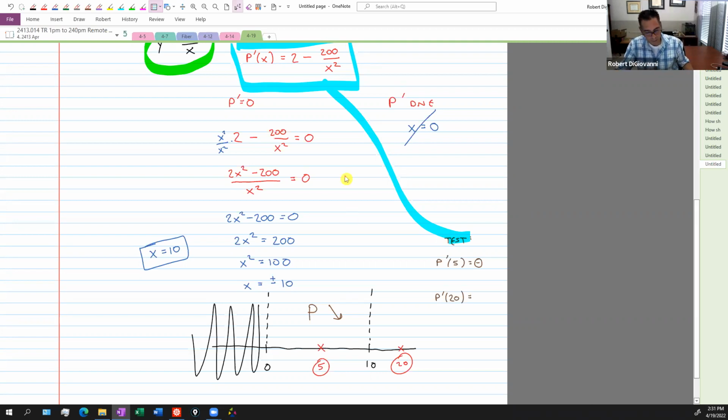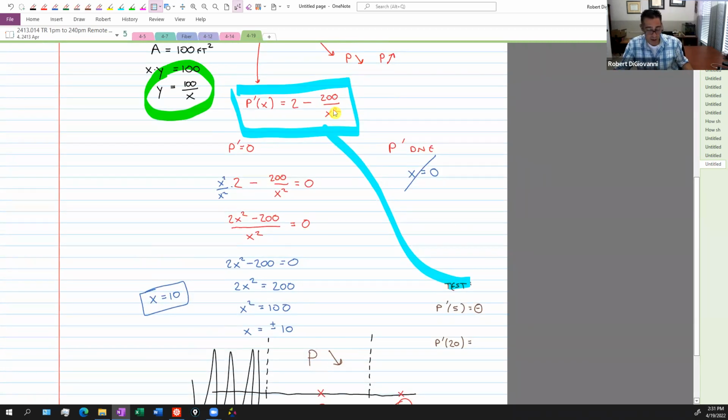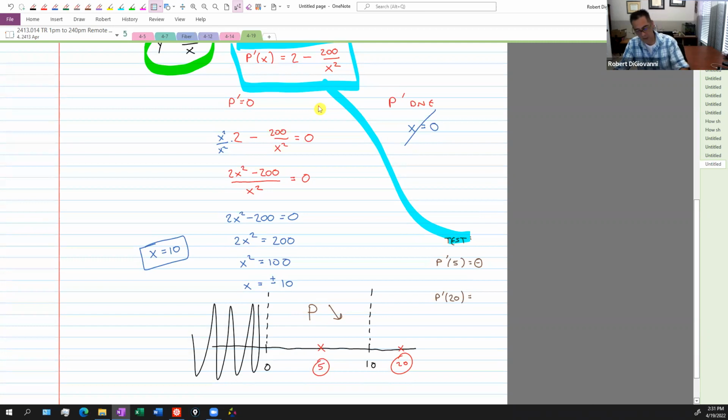Let's plug in 20. 20 squared is 400. 200 over 400, yeah, take 2 minus that. That's going to be a positive number. Do the arithmetic yourself. It's positive here, which means that the perimeter function goes up here. And that tells me that at 10, we have a local minimum. But again, because the graph has to go down and up, and it never comes back down and up again, that's the only minimum I have. So that is the minimum value of the function.